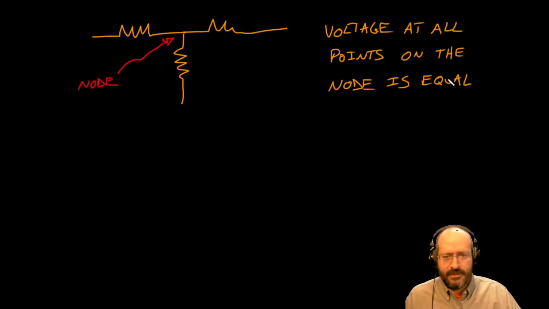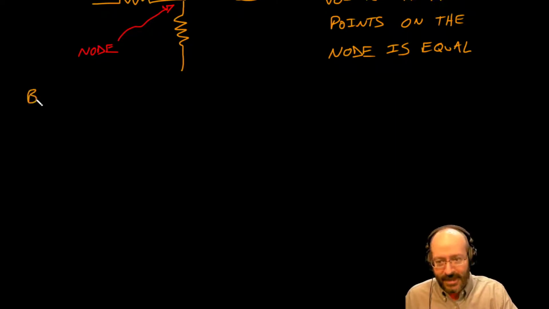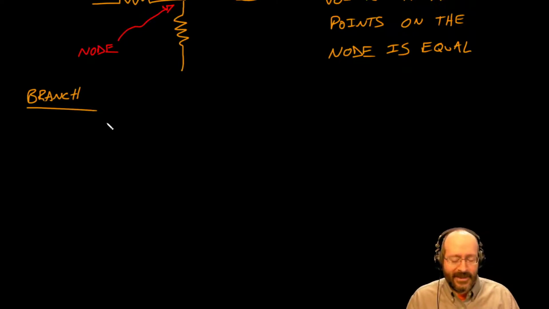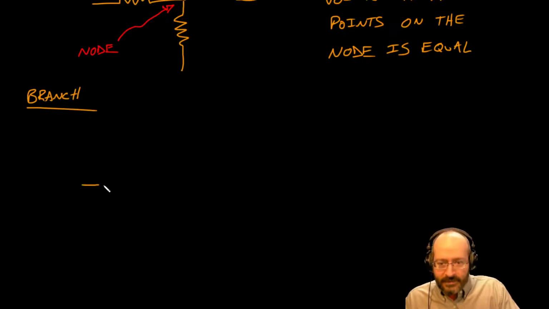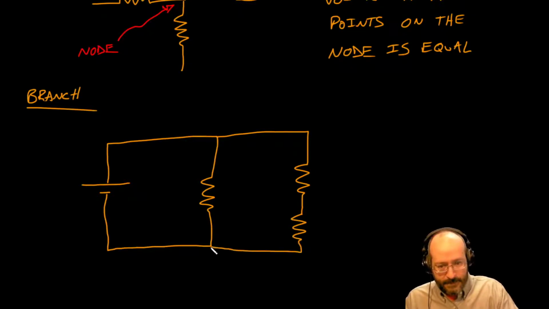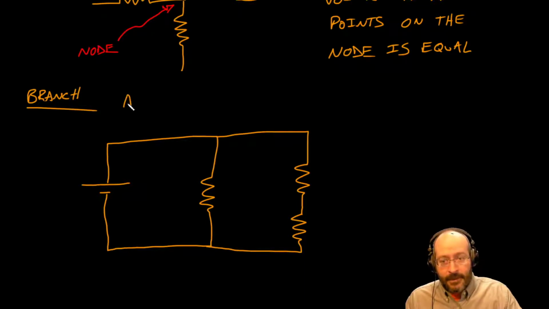This next bit of vocabulary I take issue with. I've looked at a lot of textbooks. It's called the branch, and it's a little sloppier because I think it needs a little more qualification. You can't just say how many branches are in a particular circuit. But let's start out with a circuit. So I'll stick a battery over here and a resistor. Okay, and I'll put 2 resistors here. Okay, so a branch is defined as any current path between 2 nodes.